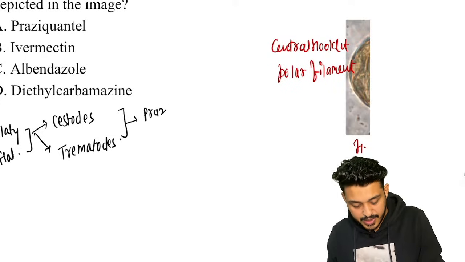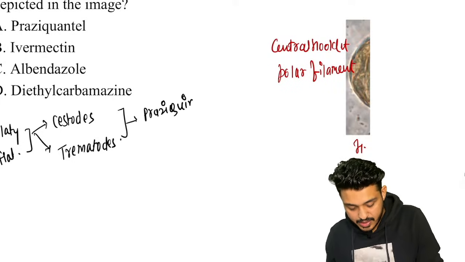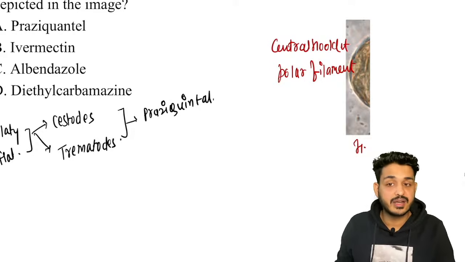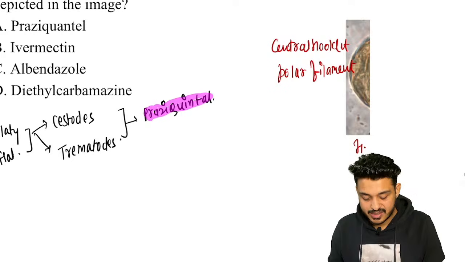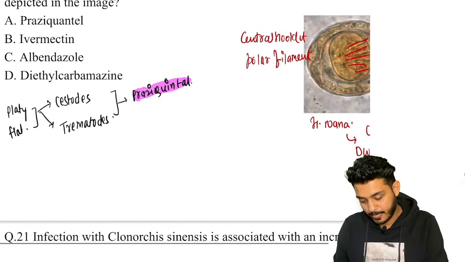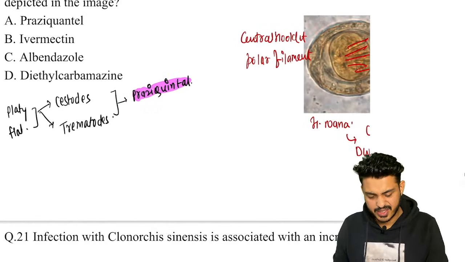This is going to be praziquantel. The drug of choice for all the cestodes and trematodes, we can use what? This is going to be what? Praziquantel, right? This is your exam question, praziquantel. Earlier they have asked this question, 2018-19.